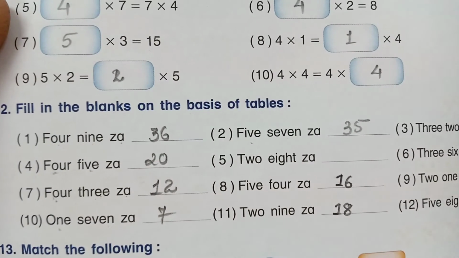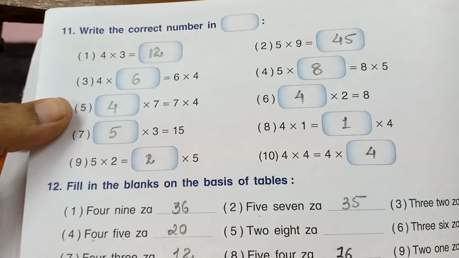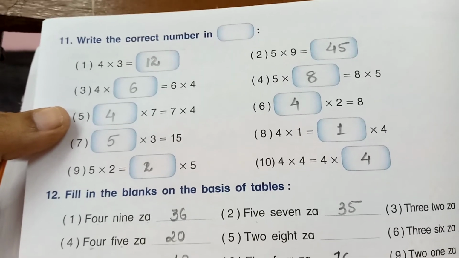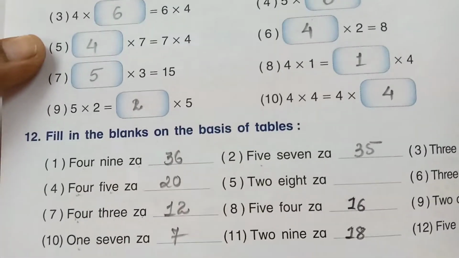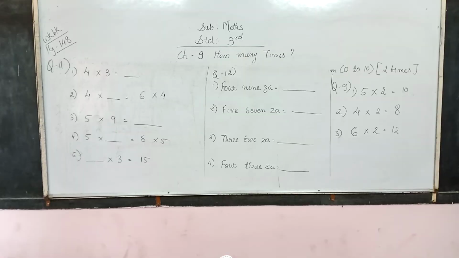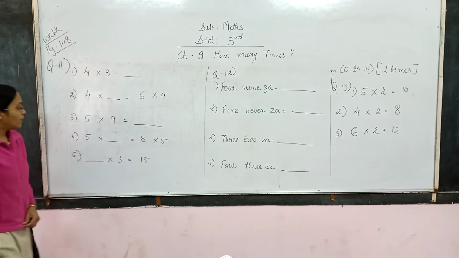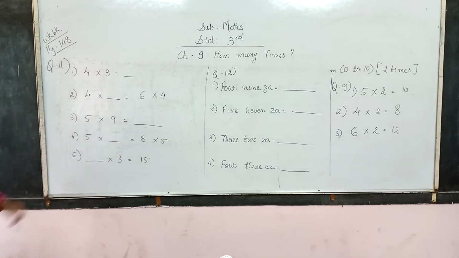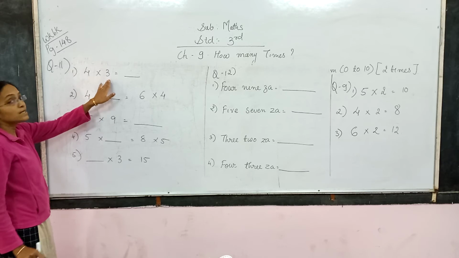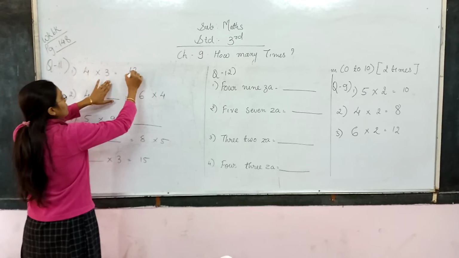Here on the basis of that table, few questions are given. Write the correct number in the given box. Okay. So here question number 11. You can see here the table of 4 and 5. On the basis of that, we have to solve this. 4 3s are 12. Okay.